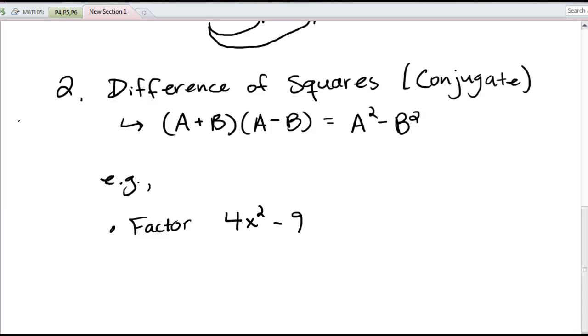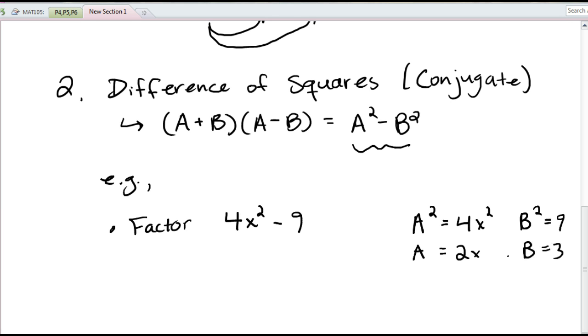If this is going to work, we're really starting over on this side of the formula, and we want to work our way over to the left side. If a squared is equal to 4x squared, that makes a equal to just regular old 2x. And if b squared is equal to 9, the square root of 9 is equal to 3. So when we factor this, we can just write it as 2x plus 3 times 2x minus 3.